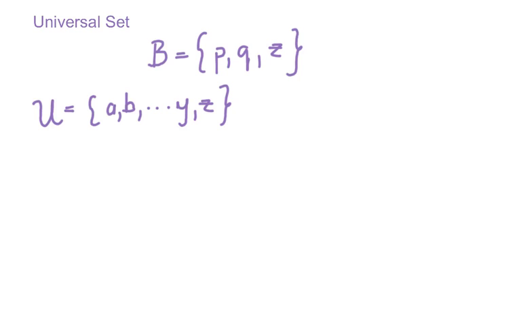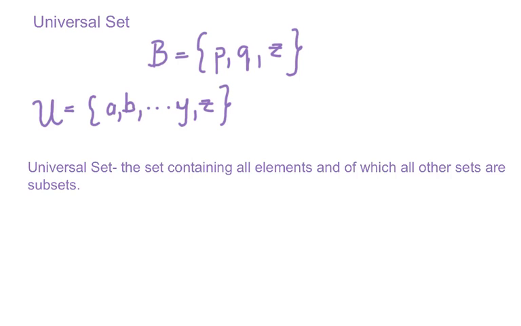So the official definition for a universal set is the set containing all objects or elements, and of which all other sets are subsets. So I'm just going to write down that definition, and we will explore that further. Now, our definition of universal set mentions something that is known as a subset. We will explore that term further on in this video.